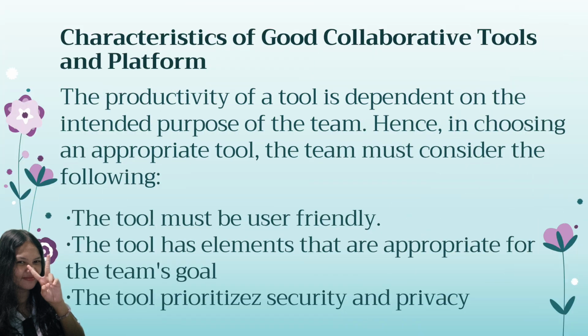Next we have the characteristics of good collaborative tools and platforms. The productivity of a tool is dependent on the intended purpose of the team. Hence, in choosing an appropriate tool, the team must consider the following. The tool must be user-friendly. Next, the tool has elements that are appropriate for the team's goal. And the last is that the tool prioritizes security and privacy.